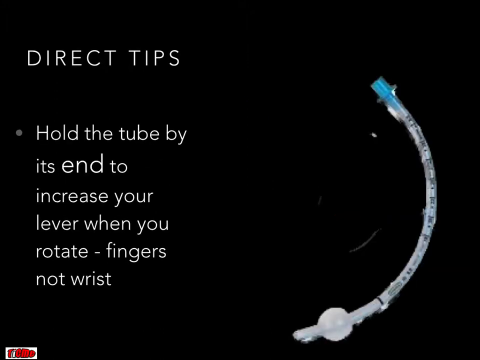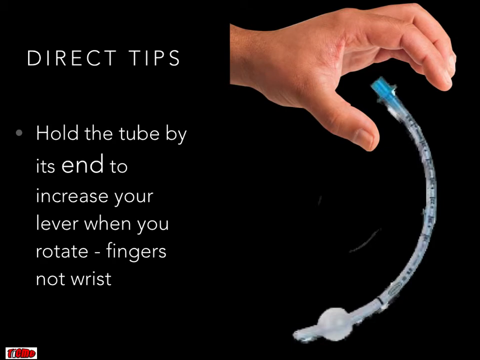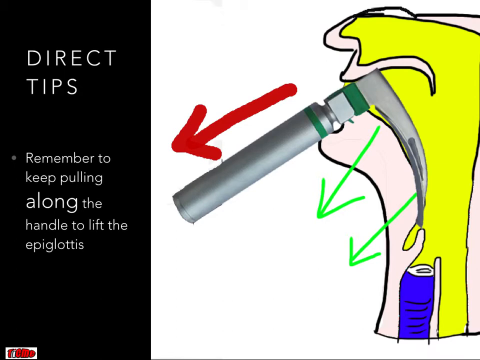Now, to improve your lever advantage, hold the tube close to its end. Commonly, people hold it in the middle or even closer down, which needs then a forearm and wrist, even shoulder movement to do any subtle rotation manipulation. If you're holding it right at the end, even just using thumb and forefinger rotation will give you a significant amount of change in the tip's position anteriorly. So hold it at its end gently. Remember that you should be pulling along the handle of your laryngoscope to lift that epiglottis up and out of the way. You don't want to be levering and breaking teeth.